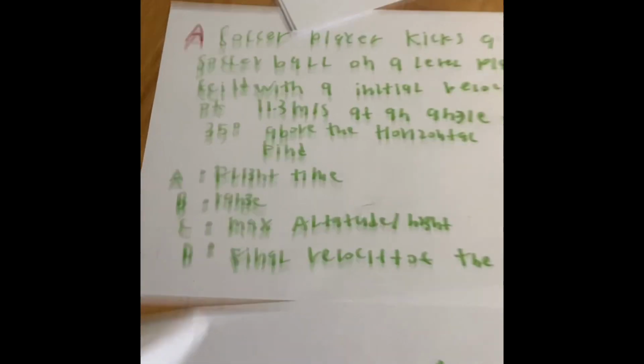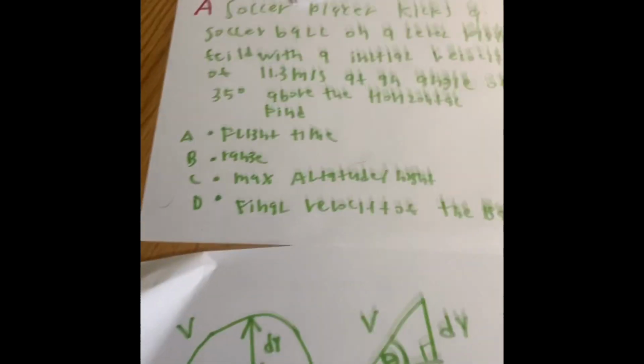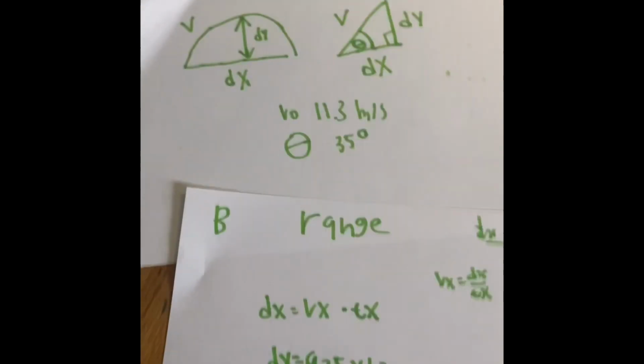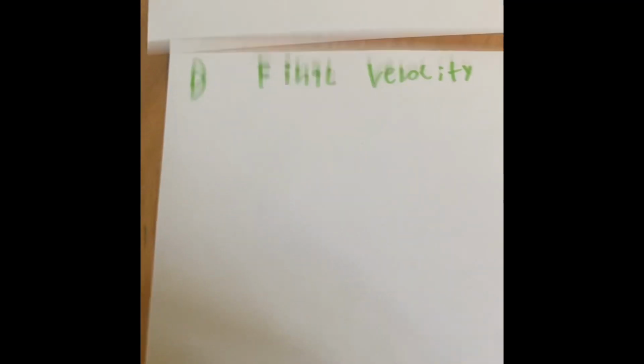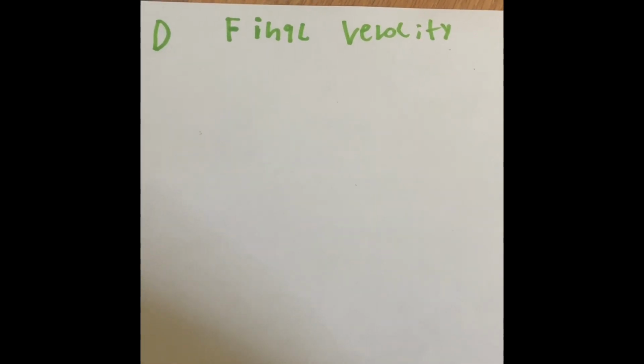So we've solved the problem for how far the ball goes before it hits the ground. That is called the range. Now we have to find the final velocity of the ball when it actually hits the ground. So we're going to move on to section D, the final velocity. The answer for this one is a little bit confusing, but it's actually simpler than you think.